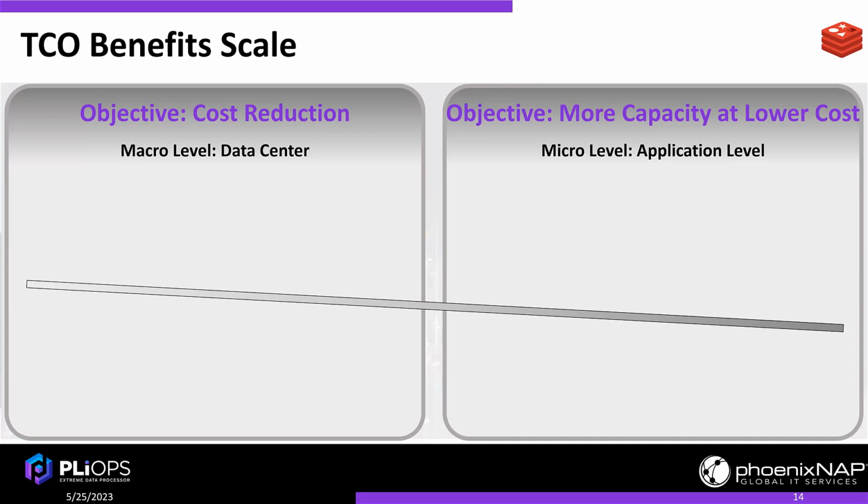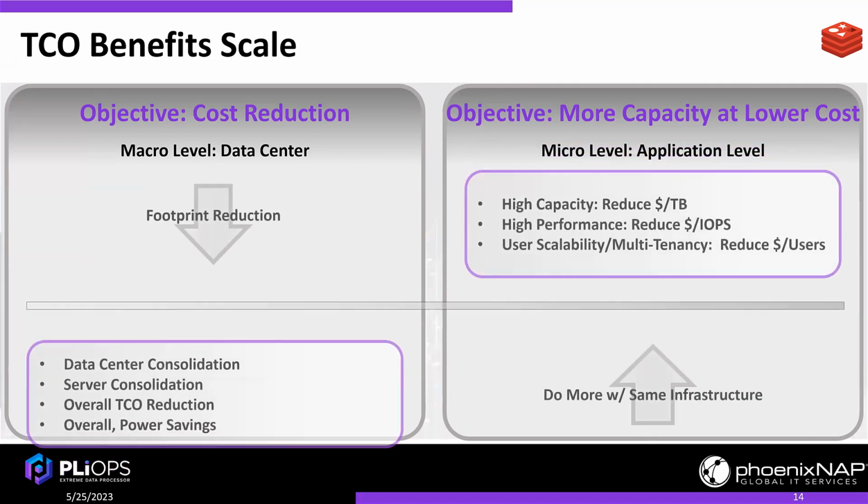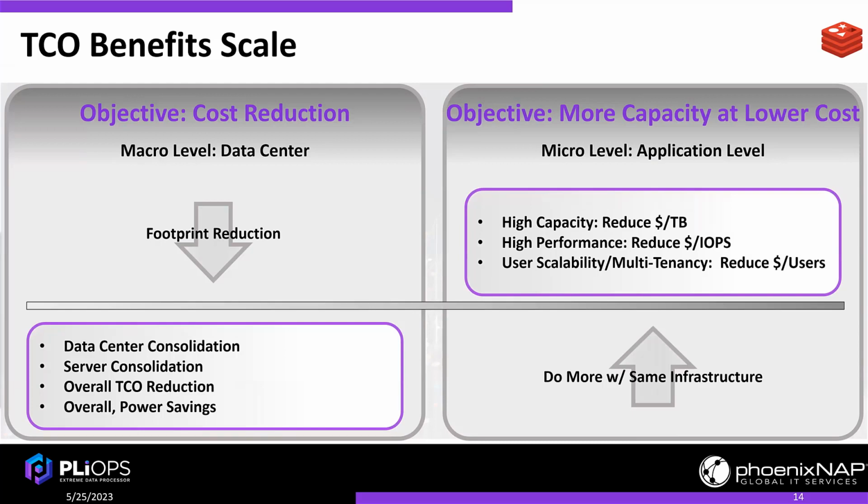The way this architecture works with XDP is we can address both. On the left, the goal is to reduce the footprint. The benefits there are data center consolidation, server consolidation, overall TCO reductions, and overall power savings. On the right is to do more with the same infrastructure. Depending on how budgets work and the availability of servers, the mileage will vary.